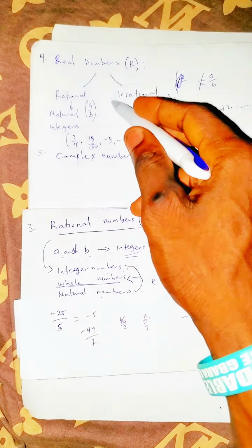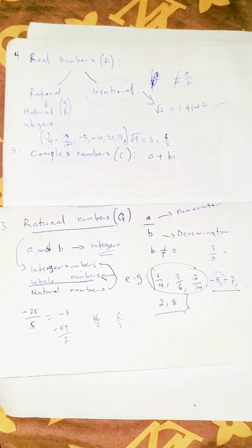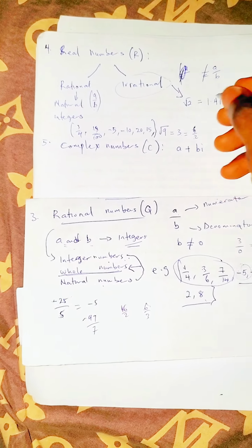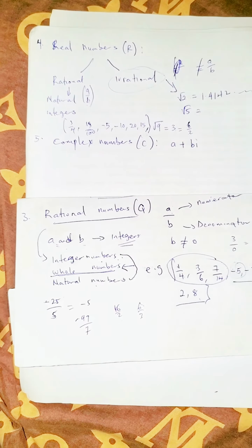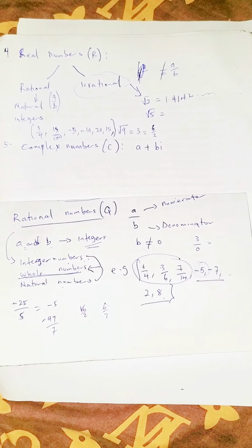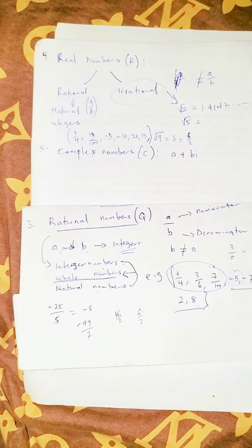That is why irrational numbers are used for square roots of integer numbers. Now, if you have root 5, it is the same thing. Root 5 will not give you a rational number. That's it. And that's why we call these real numbers.